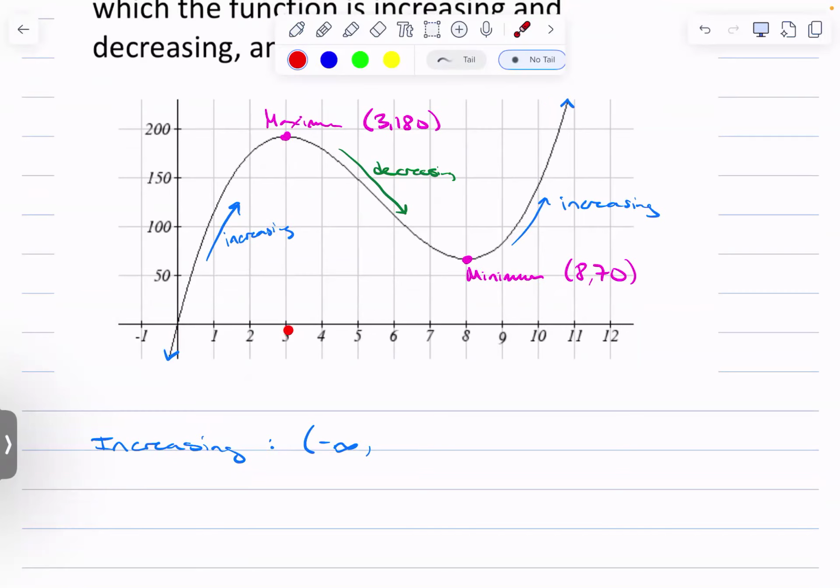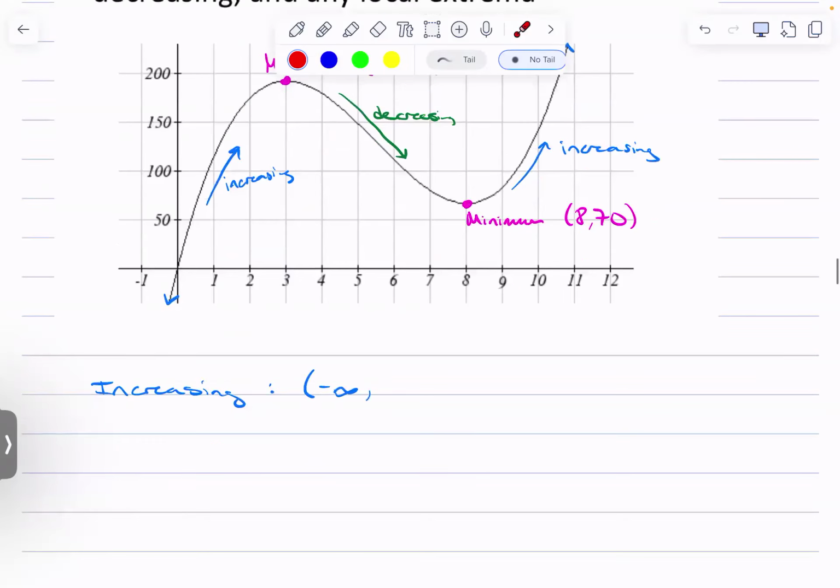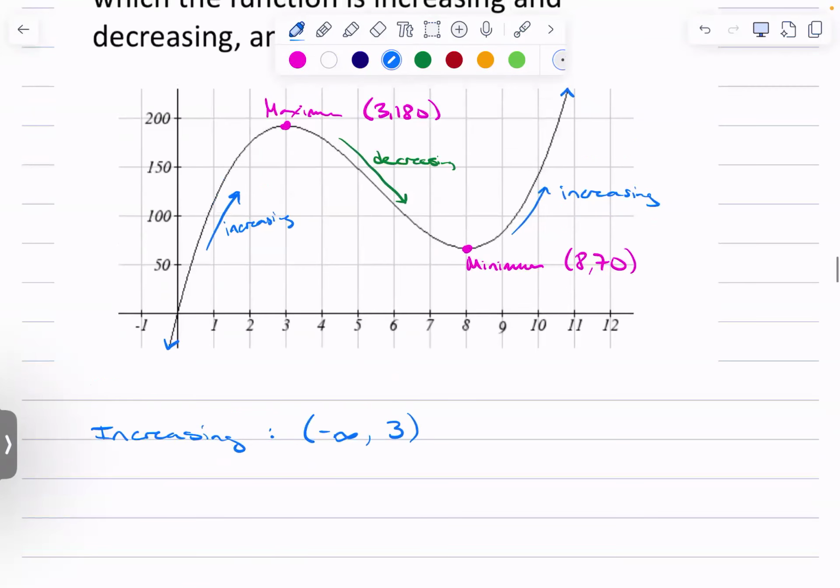Okay. It doesn't include 3 though. Why? Because at the maximum and at the minimum, what happens is the slope is zero. And so it's neither increasing nor decreasing at either of the maximum or the minimums. And so we have to exclude it. So it's increasing up to 3, but not including 3.